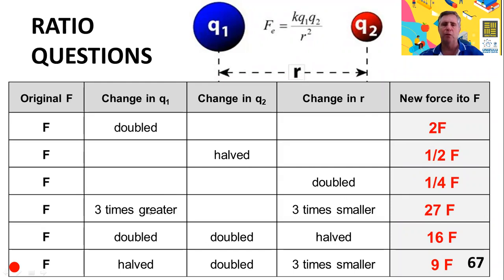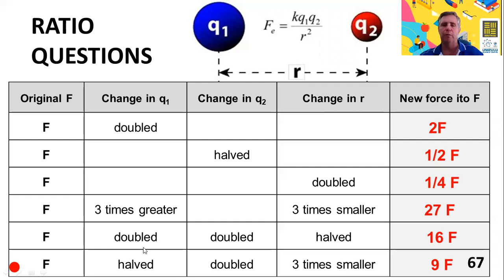If Q1 gets 3 times greater and R gets 3 times smaller, well, making the charge 3 times greater will make the force 3 times greater. Making R 3 times smaller will make the force, R squared, 9 times greater. And 3 times and 9 times together, 9 times 3 is 27. So in fact, the force will get 27 times bigger.